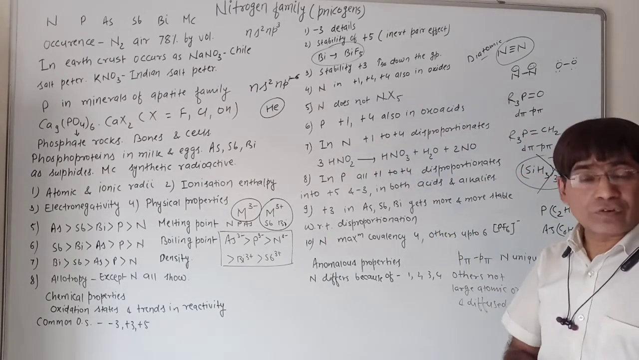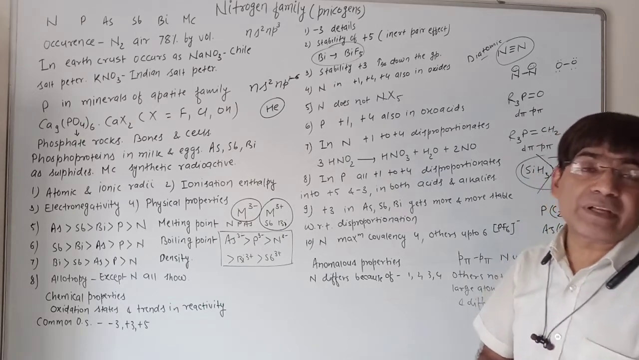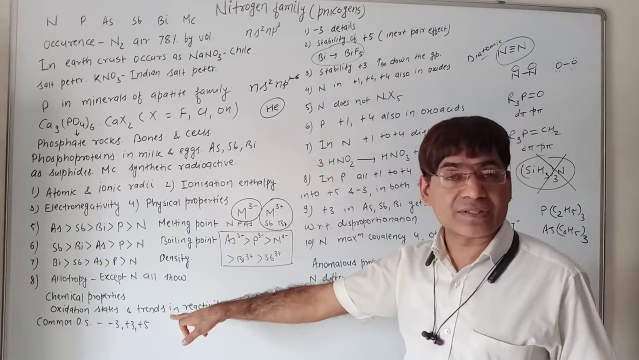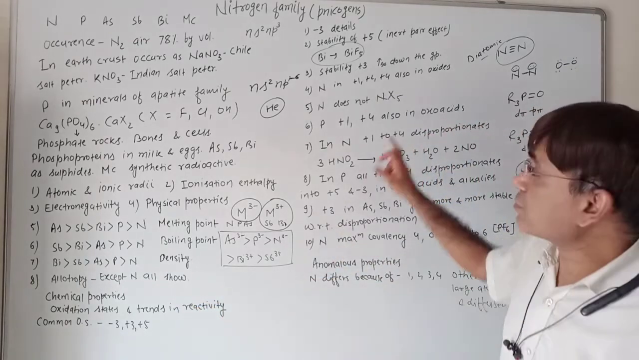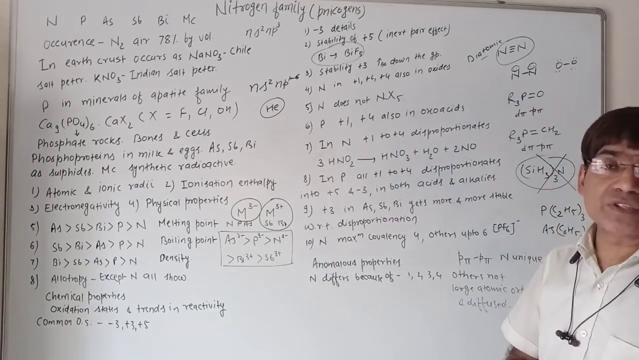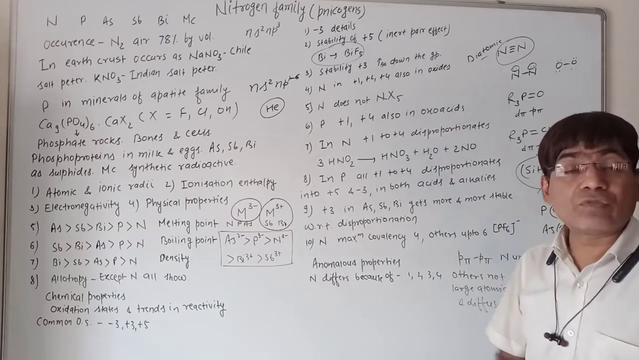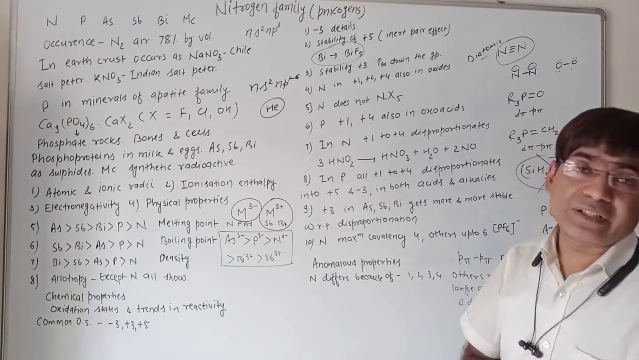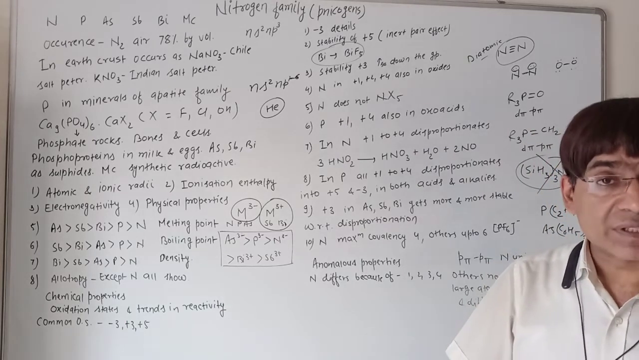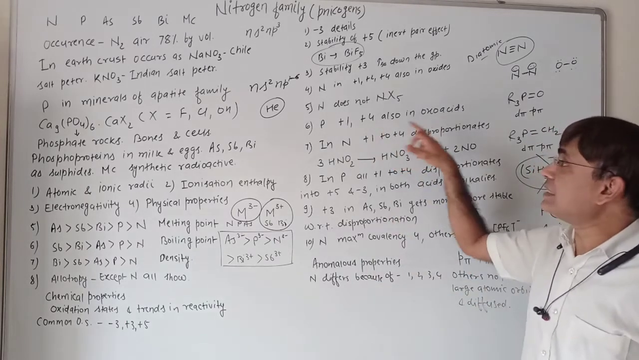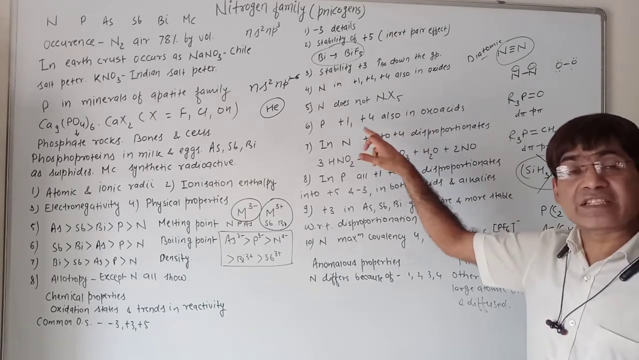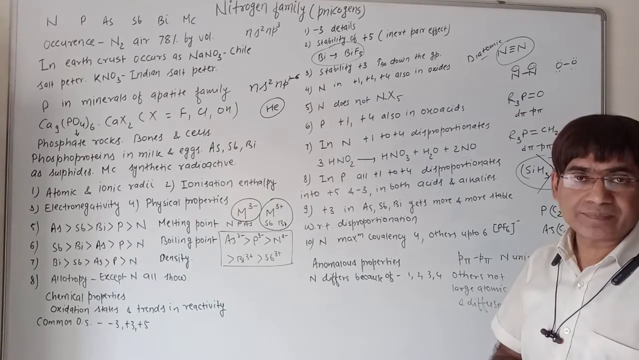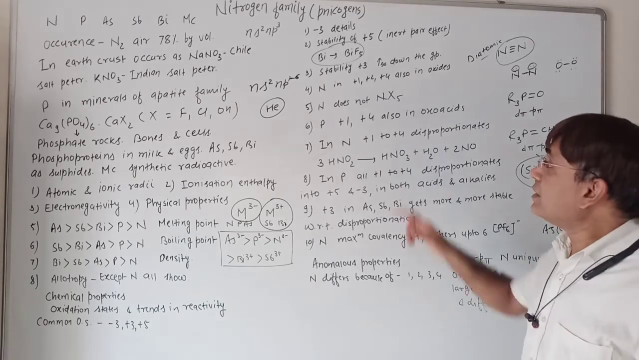Now next, phosphorus also exhibits +1 and +4 oxidation states apart from the regular ones, that is -3, +3 and +5. Phosphorus exhibits +1 and +4 oxidation states in oxo acids. Though oxides of phosphorus also exist in the +4 oxidation state, in NCERT it is mentioned that phosphorus exhibits +1 and +4 oxidation states in oxo acids. Clear?